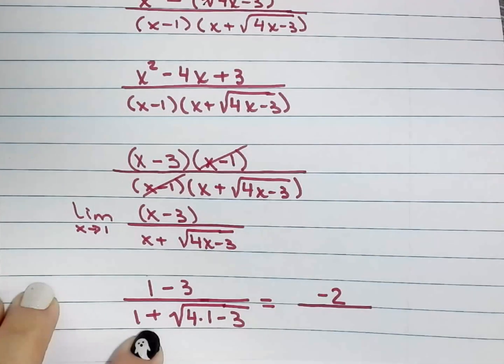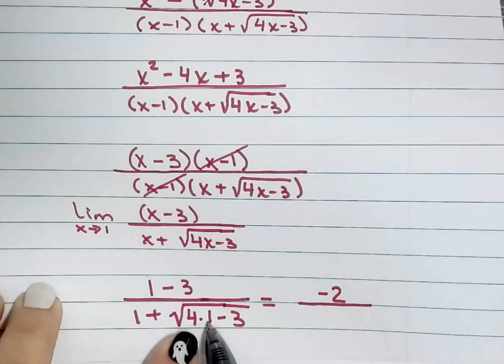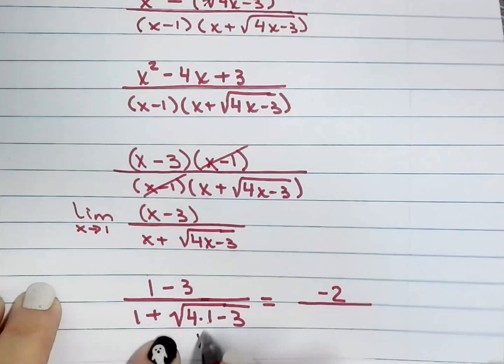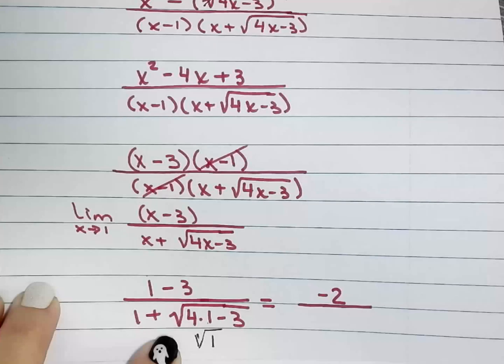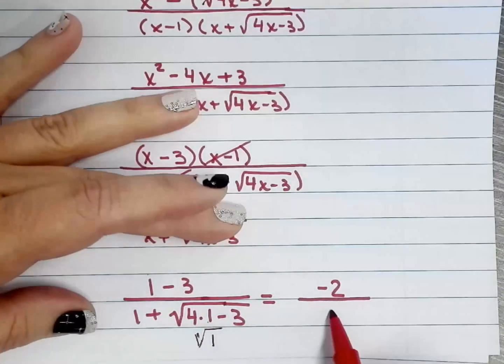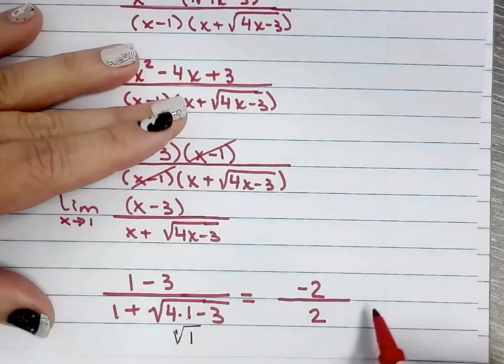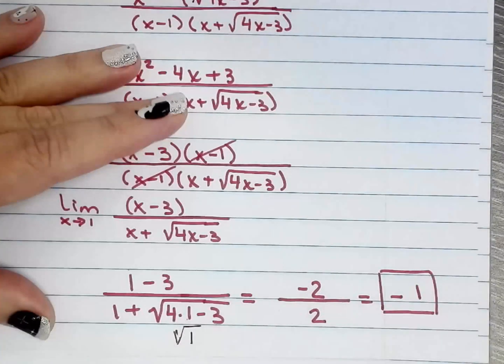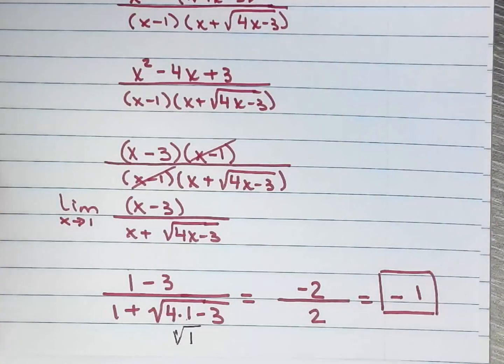Here I have 1 plus 4 times 1 is 4. 4 minus 3 is 1. Square root of 1 is 1. So 1 plus square root of 1 is 2. And then that simplifies down to negative 1. Voila, all this work to come down to negative 1.